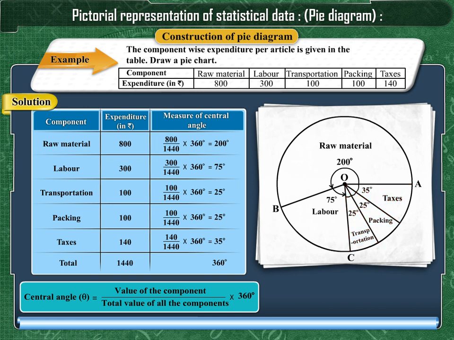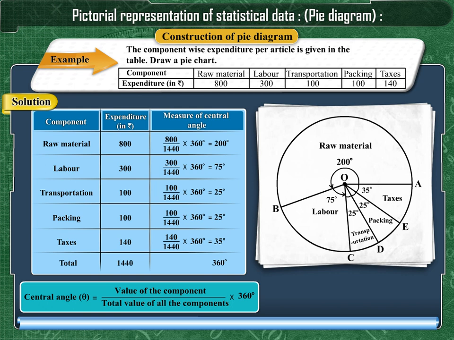We will first draw a circle of convenient radius with center O. We will then draw radius OA in the positive direction of x-axis. Let us now draw an angle AOB of measure 108 degrees. This sector represents the percentage of electricity used in the morning. Next, we draw angle BOC of measure 144 degrees. This sector represents the percentage of electricity used in the afternoon.